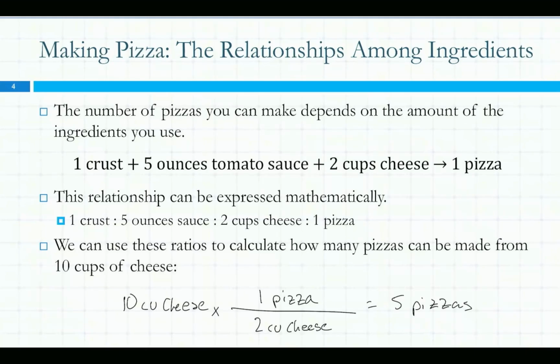But from that 10 cups of cheese, we could also calculate how many ounces of tomato sauce we need and how many crusts we need. So from that one thing, saying, if I have a limited amount of this, how much of everything else do I need? In my mind, they all work like gears, right? If I turn the cups of cheese gear 10 times, it's locked in with all of these other things that also have to move at set ratios.